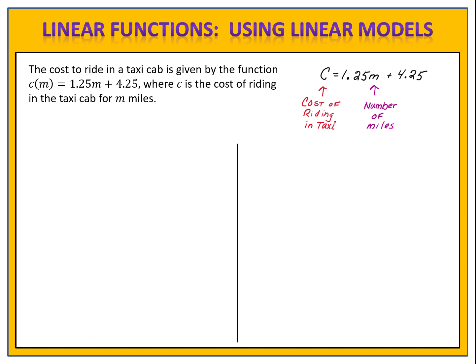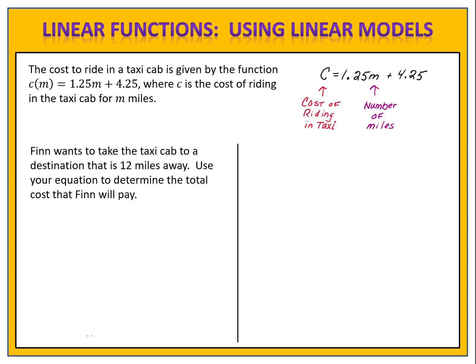In problems like this, they're going to give you one of two pieces of information. In this case, they'll either give you the number of miles and ask you what the total cost would be for riding in the taxi, or they'll tell you what the cost of riding in the taxi was, and they'll ask you to determine the number of miles. Let's look at an example of each.